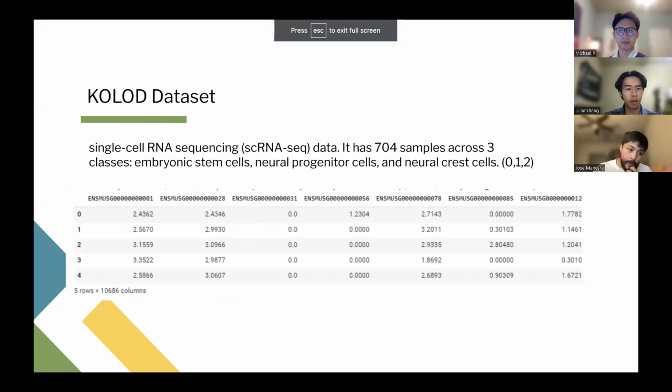Okay, so we have the KOLD data set, which is single cell RNA sequencing data. It has 700 samples across 3 classes, and each class is a cell type. The data set is very high dimensional because it has 10,000 features and only 700 samples.